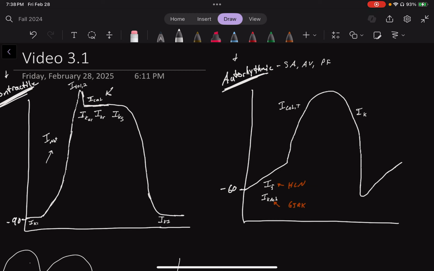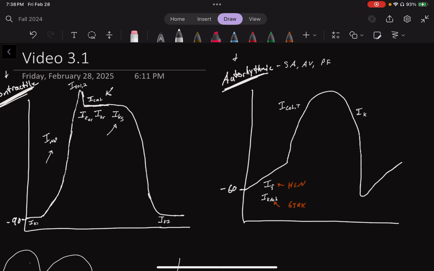Now at this point, there are delayed rectifying potassium channels, signified right here as IKur, IKr, and IKs, which stand for potassium ultra rapid, potassium rapid, and potassium slow. So you can imagine which channels will open first: obviously the ultra rapid ones, then the rapid ones, and then the slow ones. This gradual opening of more delayed potassium channels compensates for the increased amount of calcium coming in because of more L-type channels opening.